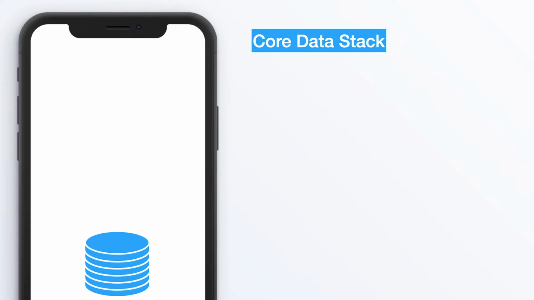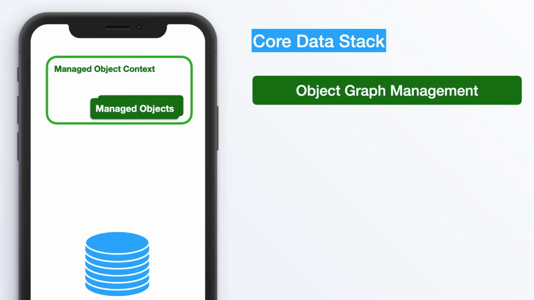Now let's look at the core data stack. As I mentioned before, there are two main tasks, and all these classes in the core data stack belong either to the object graph management or to the persistence layer. So let's start with the object graph management layer. To represent the object graph management, there is something called the managed object context. And inside of that managed object context, there are multiple managed objects. Now, what do I mean by managed objects? Well, let's take a closer look at this managed object context first.